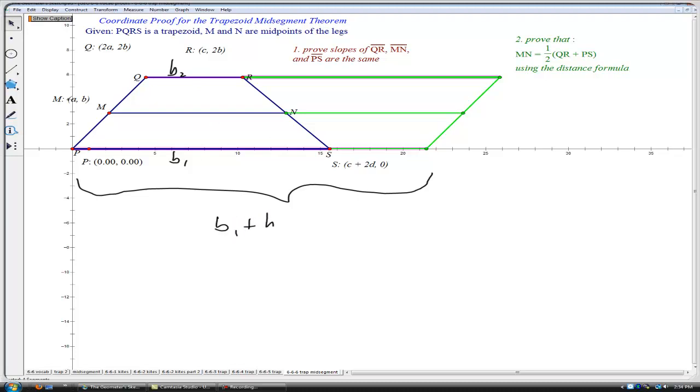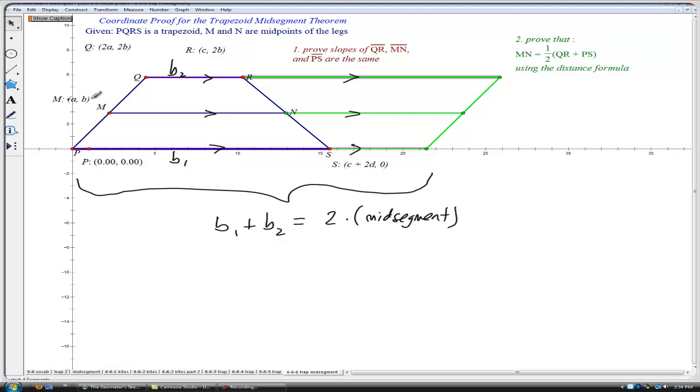sum, b1 plus b2. And because this is a parallelogram now, and we've proven that these are all parallel. When I do this 180-degree rotation, these continue to be parallel. And one of the properties of parallelograms is that opposite sides are congruent. And this segment being parallel is also congruent to these. So this would also equal 2 times the midsegment.